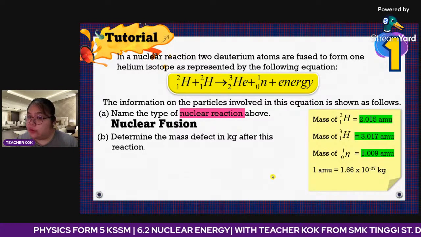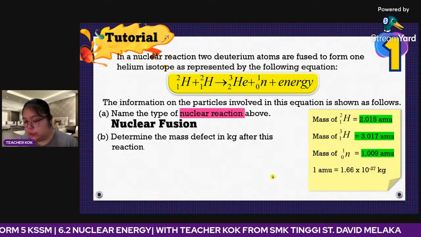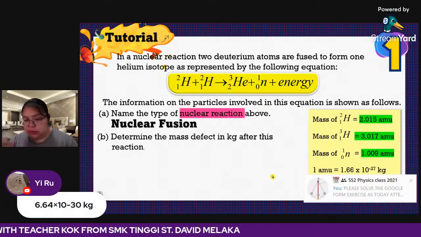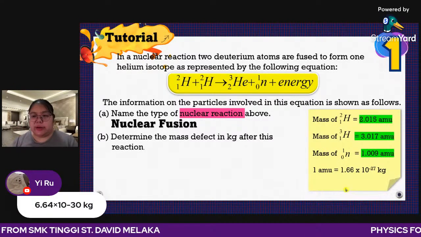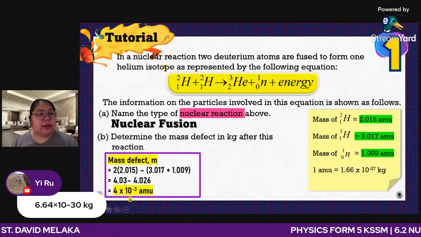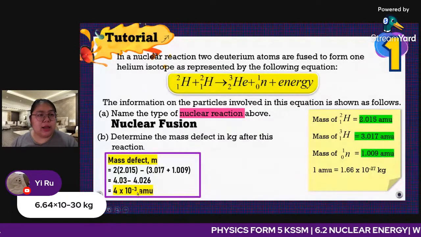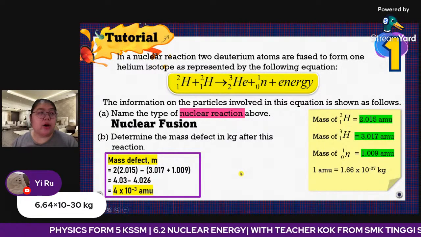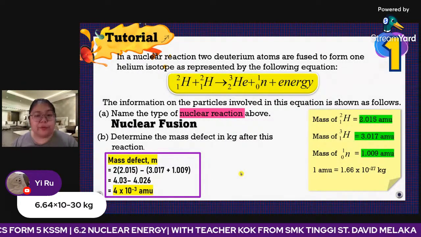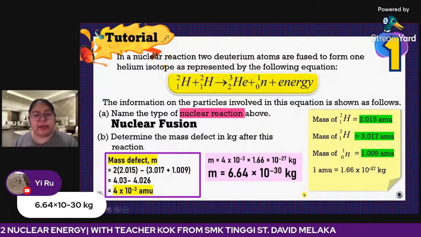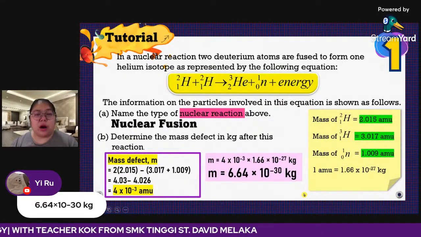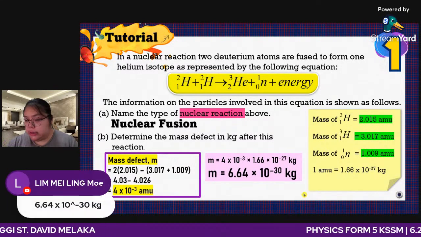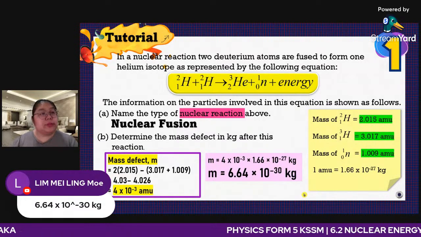Almost 1 hour already in our lesson. Get ready, 6.64. Okay, we'll check. We get the AMU first, 4 times 10 to the power of negative 3. Then I convert to kilograms. Remember, the gram must be the full number, don't cut. 6.64 times 10 to the power of negative 30. Correct? Then we go on to the next part.